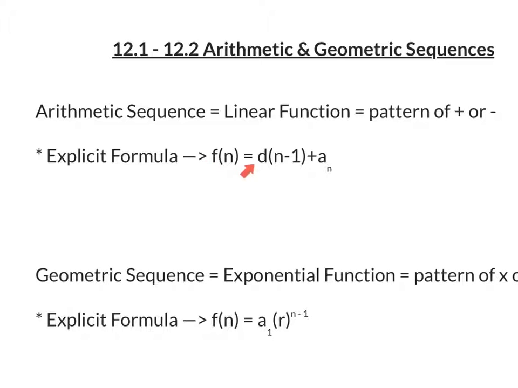So f of n equals, remember d stands for that common difference, or that's the pattern. So if you're adding 7 each time, that'll be a 7. If you're subtracting 3 each time, that'll be a -3 out there in the front. The n right here stands for the term position that you're talking about, whereas f of n stands for the term's value.